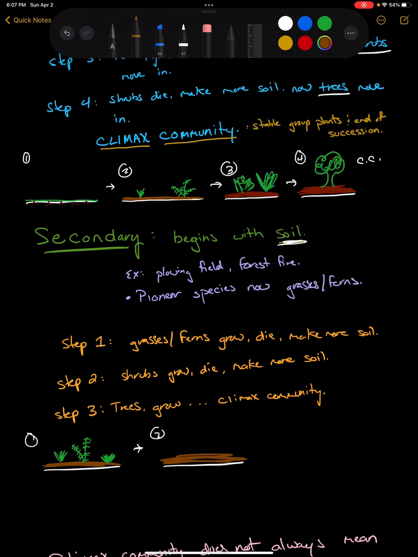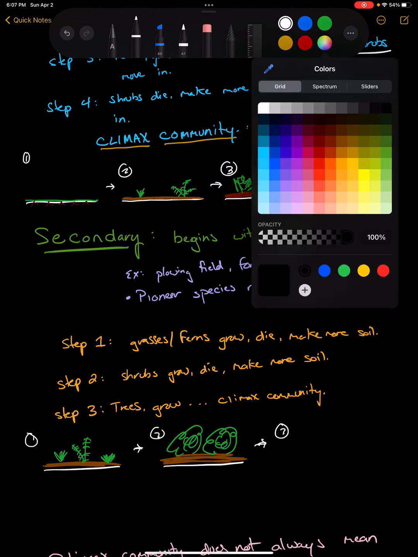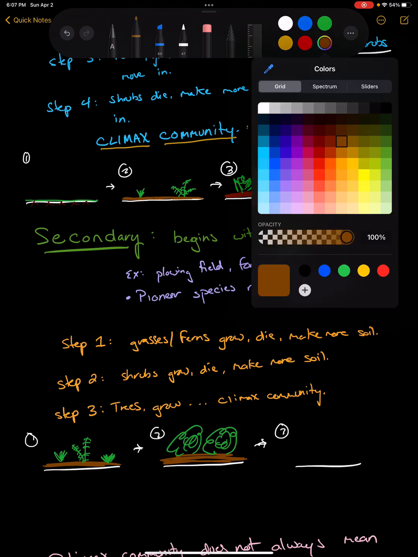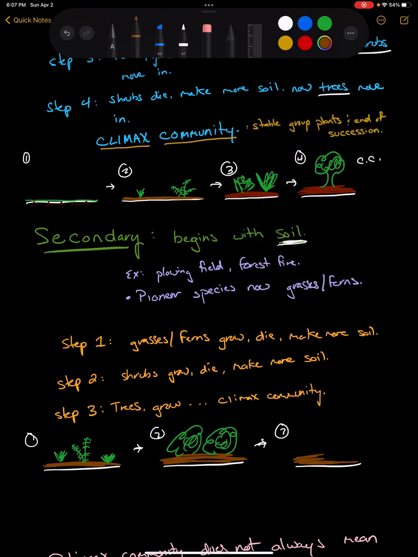And so now my soil level is thicker and I can have these shrubs and these bushes start to grow, right? And now that I have my shrubs and bushes starting to grow, I can go to my next step, because then those suckers are going to die. And when they die, that's going to add to my soil level. And now that my soil level is nice and thick, I can support bigger and bigger plant life. And so this could be my trees. That could be my climax community.